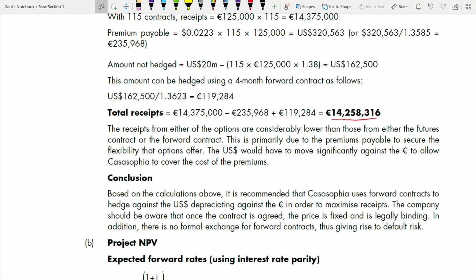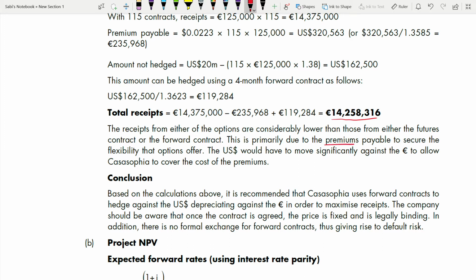The receipts from either of the options are considerably lower than those from either futures or forward. This you need to write. Very briefly you are writing. You're not saying this is increasing, this is less, that is less, this is more. No, not one by one. Overall you have to write like this: both options are worse than futures and forward. One simple line. And now you have to say why it is so. Just saying option is worse is not enough. This is primarily due to premiums payable to secure the flexibility that options offer.